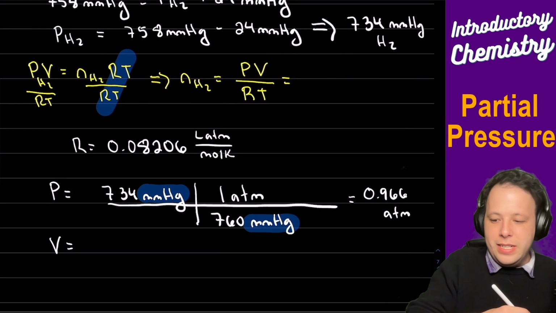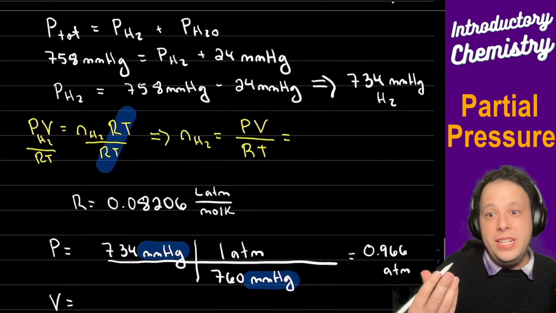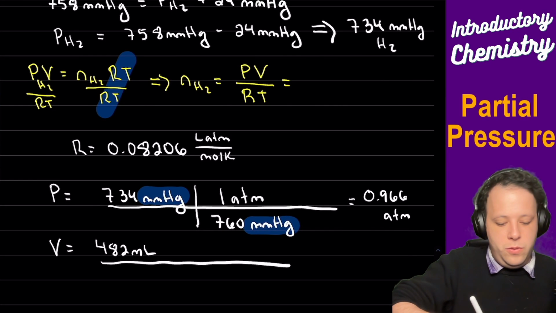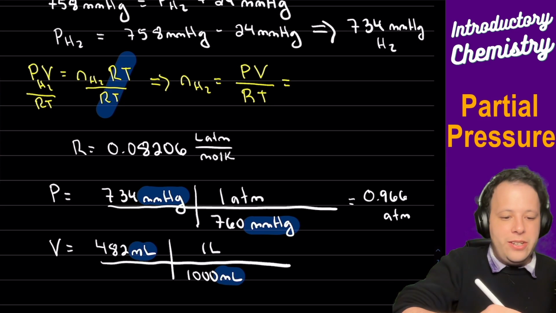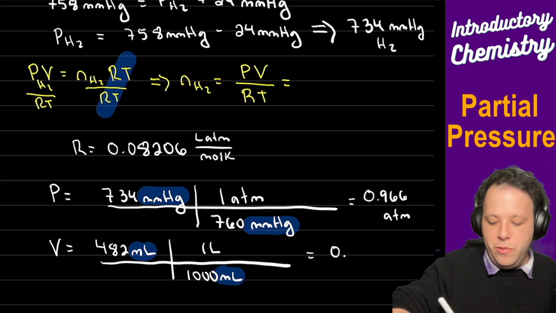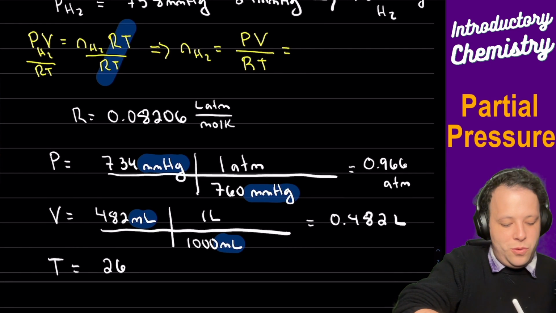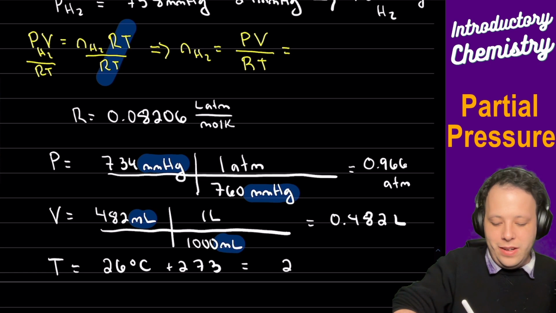Volume is the value we had earlier, which was 482 milliliters. We've got to convert that to liters. So 1,000 milliliters is 1 liter. Milliliters cancels, and that will give us 0.482 liters. Temperature was 26 degrees C. We'll add 273 to that, and that'll give us 299 Kelvin.